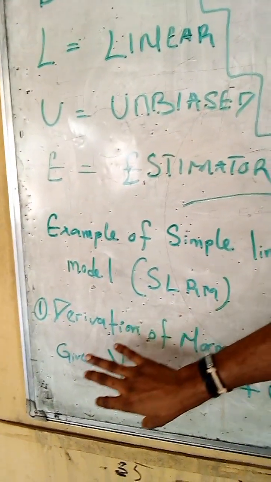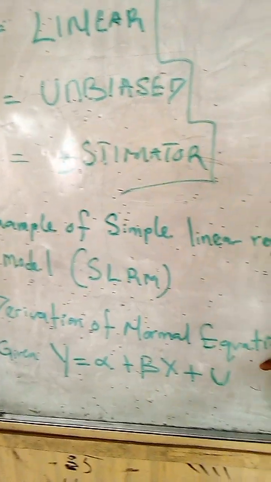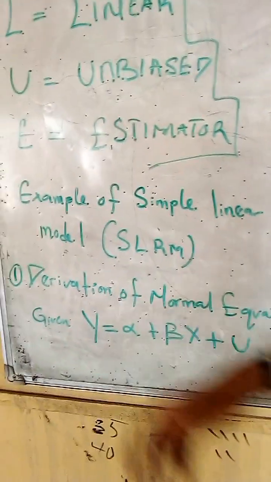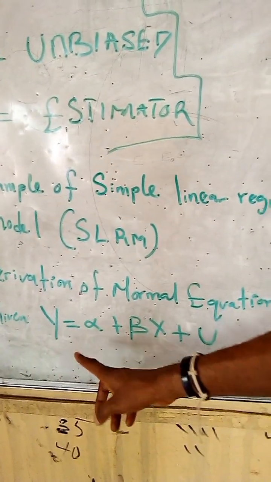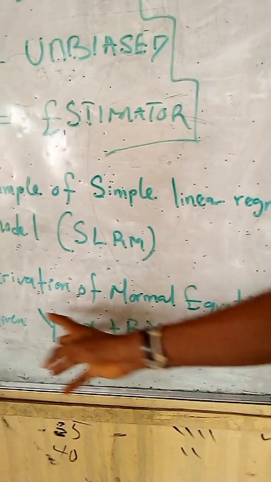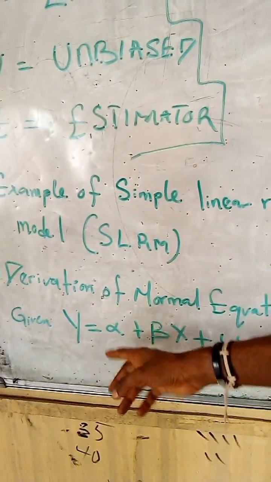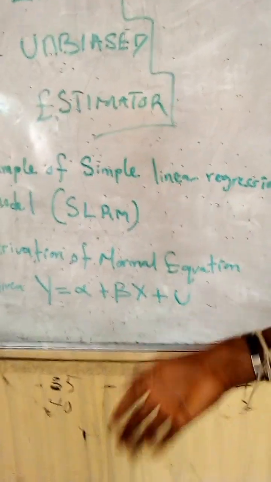Now in this question, we are to derive a normal equation from this equation. We are given a question here saying y equals alpha plus beta x plus u. Now this model given to us, we have to derive a normal equation from it. All right, are we ready to go?